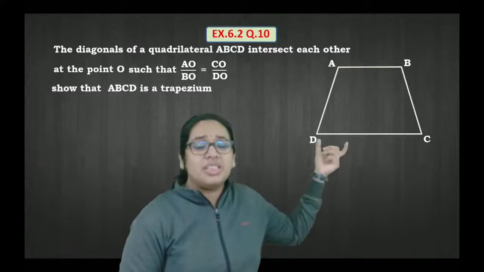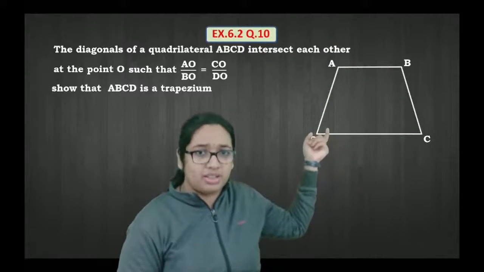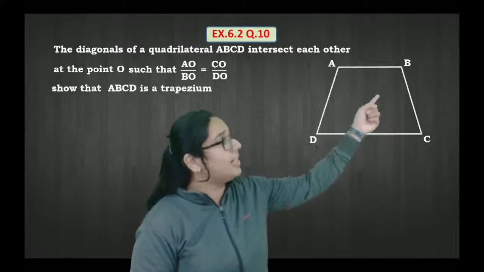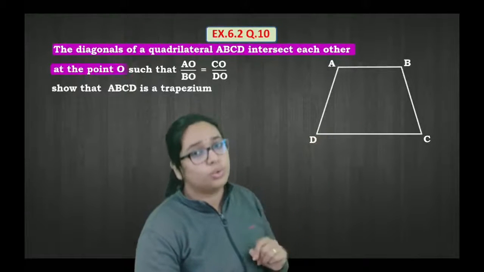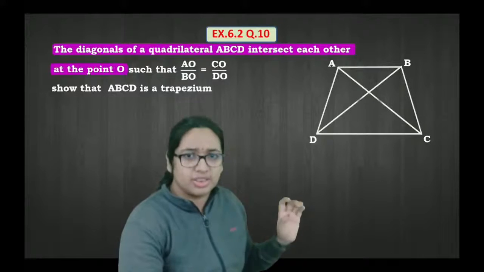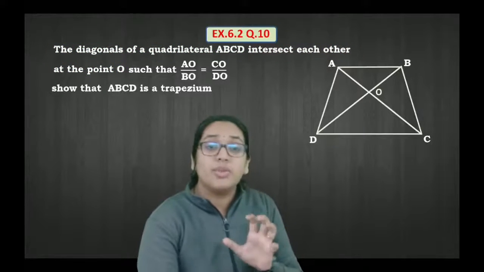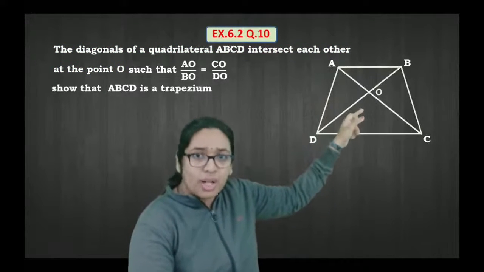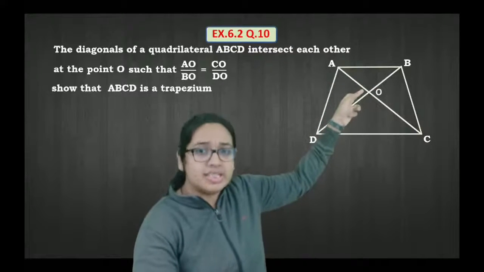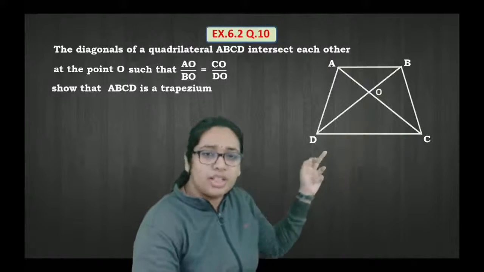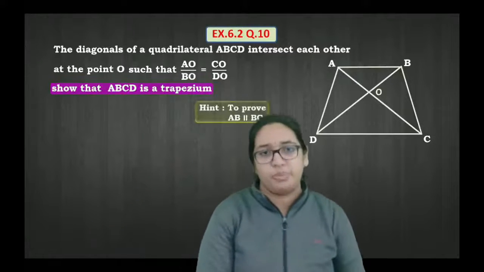क्या बोला गया है? ABCD is a general quadrilateral such that diagonals of the quadrilateral, that is AC and BD, intersect each other at point O. So first of all हम diagonals बना देते हैं and our intersecting point is nothing but O. Then what is the given part? AO upon BO is same as CO upon BO. Then what we have to prove? That ABCD is a trapezoid.